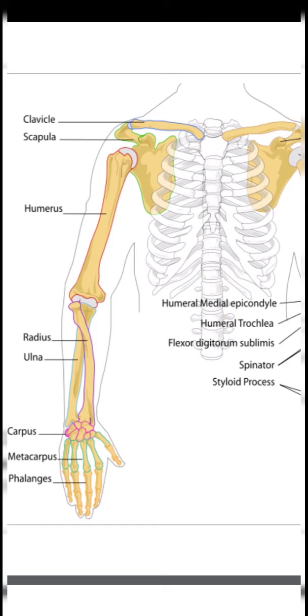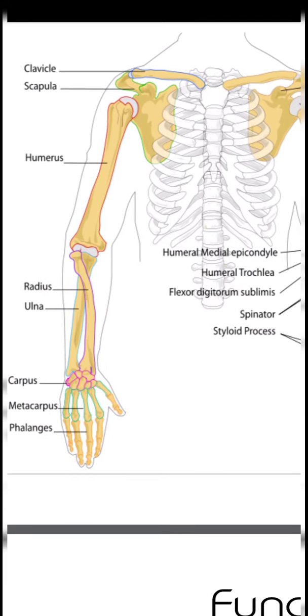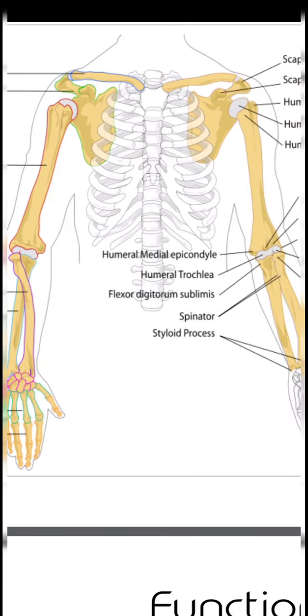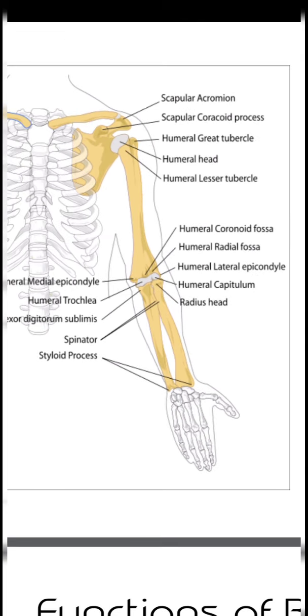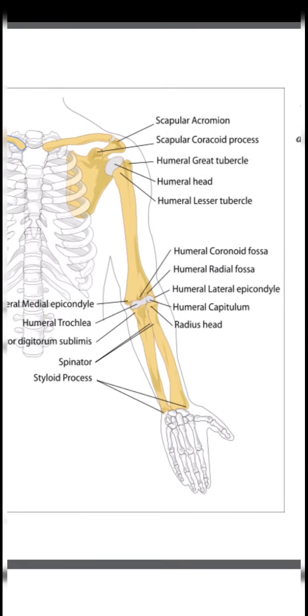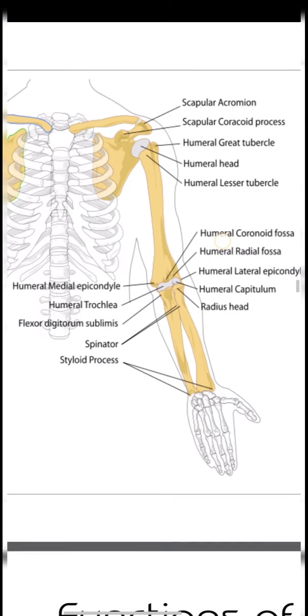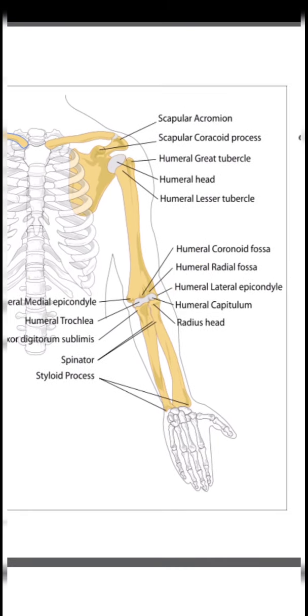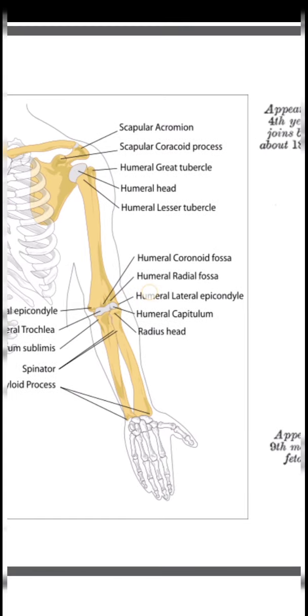Then there is humerus, the main bone of the arm. Then there are two bones, radius and ulna, intertwined, located in the forearm. Then there are carpals and metacarpals and phalanges. 14 phalanges in total, 5 metacarpals and 8 carpals. Okay, now there are some names of processes written here. I think we don't need to go into detail of these right now. It's better if we study it in regional anatomy.